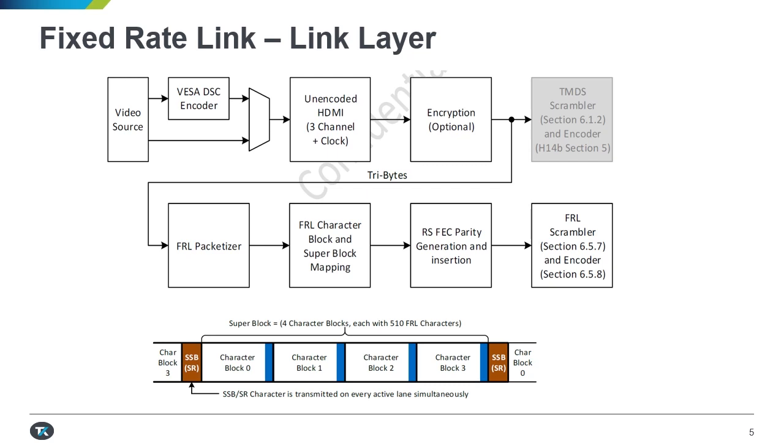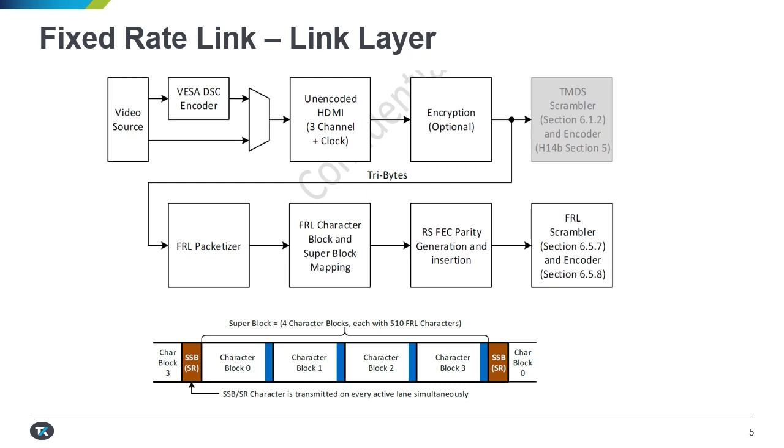The FRL packetizer separates HDMI data into FRL packets. An FRL super block contains 4 FRL character blocks. FRL character blocks transport one or more FRL packets. Each FRL packet comprises a single map character of 0 to 1022 data characters. Each character block contains up to 502 FRL characters transporting FRL packets and 8 FRL characters carrying Reed-Solomon parity data.